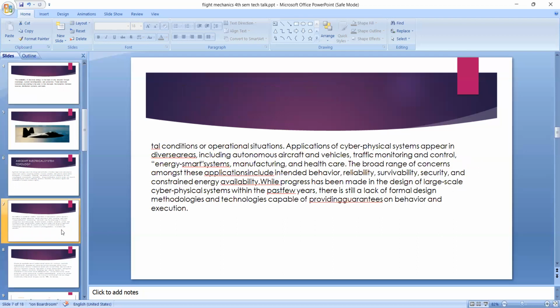Applications of cyber-physical systems appear in diverse areas, including autonomous aircraft and vehicles, traffic monitoring and control, energy smart systems, manufacturing, and healthcare. The broad range of concerns in most of these applications include intended behavior, reliability, survivability, security, and constrained energy availability.